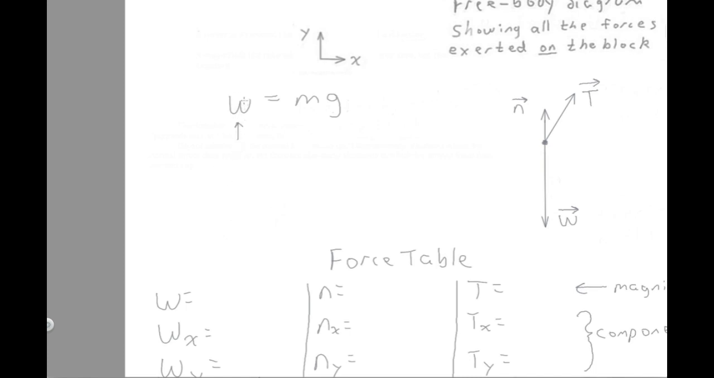I hope you didn't say this stands for the weight force. This symbol stands for the magnitude of the weight force. This would be the symbol for the complete weight force, including its direction. Without the arrow, this is just the symbol for the magnitude.